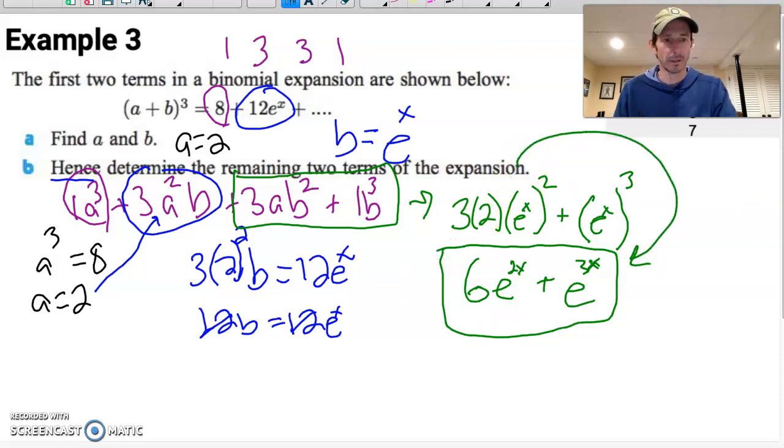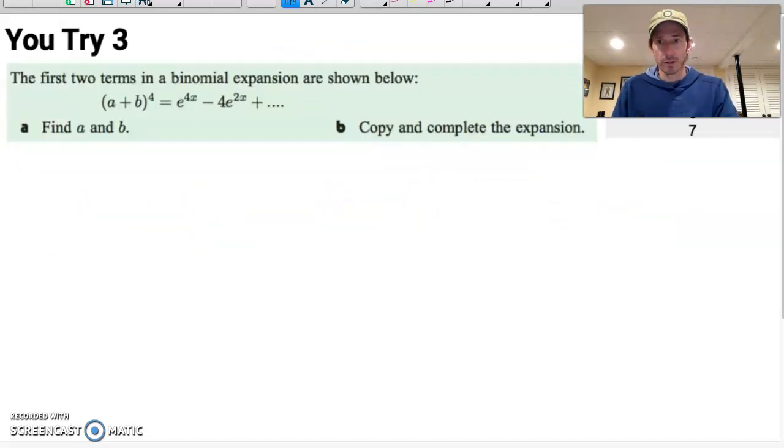And as always, I'm sure you imagine, a fantastic opportunity for you to try one. So again, notice that this is to the 4th instead of to the 3rd. So if you don't remember, you might want to look back at your triangle. For the 4th row, the values are 1, 4, 6, 4, and 1. Oh my gosh, that's a 4.